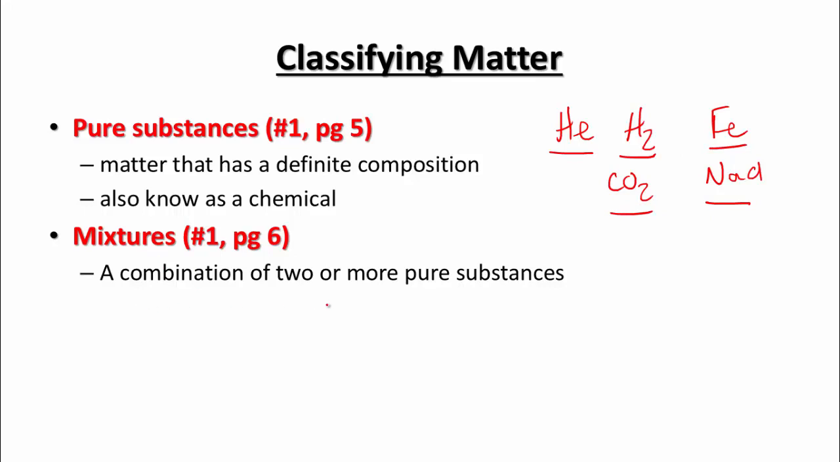Mixtures are a combination of two or more of those pure substances. So if I had all these gases in a balloon, that would now be a mixture of those substances. So a mixture is a combination of two or more substances. And you'll have to go ahead in your notes a little bit to the next page and put that definition down.